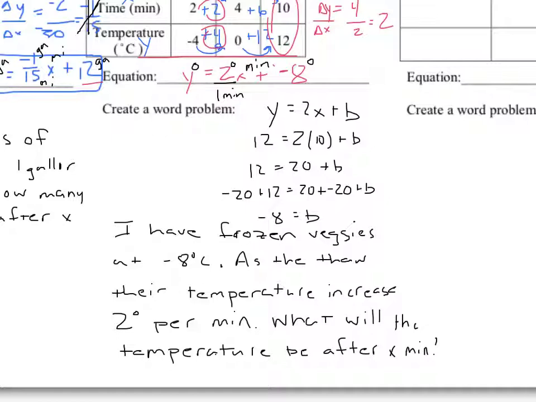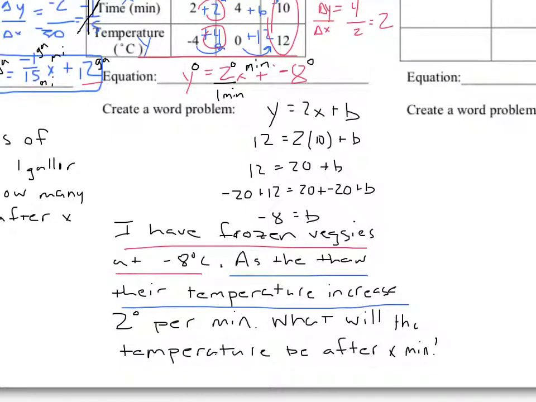So as you can see, the way I write these word problems, I make it very formulaic. I start with a statement about what our y-intercept is. Then I move on to a statement about what the rate is. Temperature is increasing. And then I move on to a question that tells me what I'm asking for, what my y value is in terms of my x. Okay? Very formulaic. You can follow that same pattern.